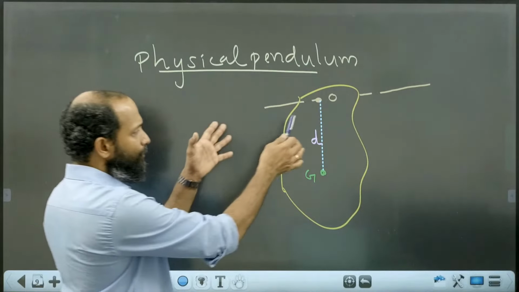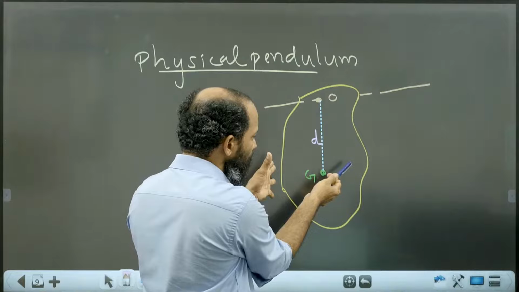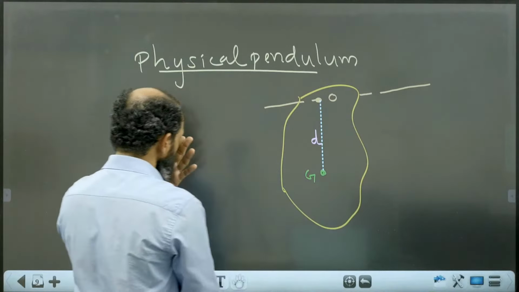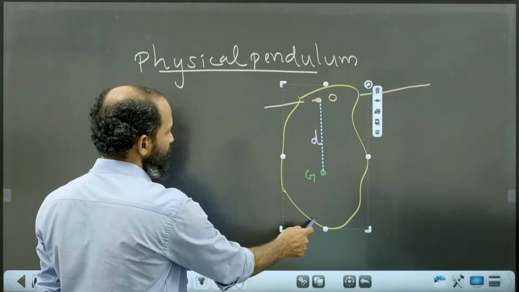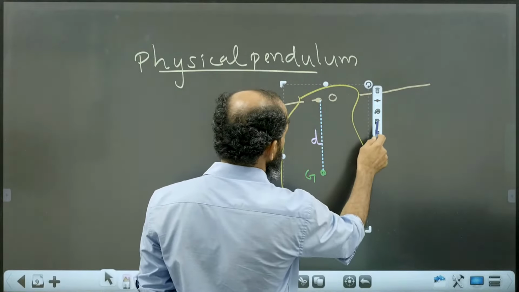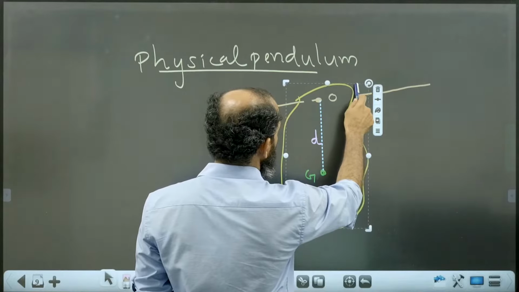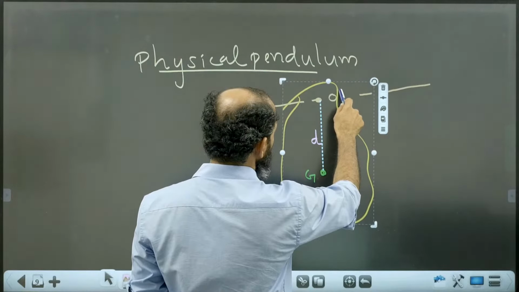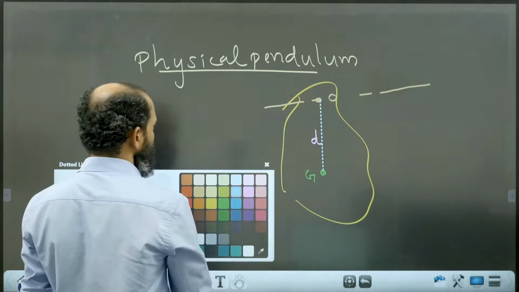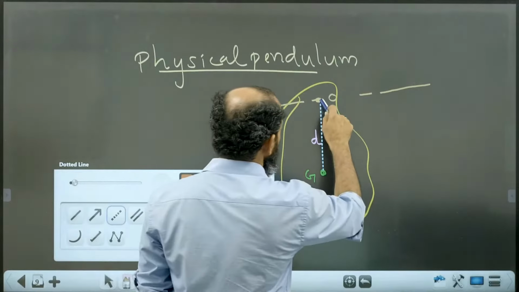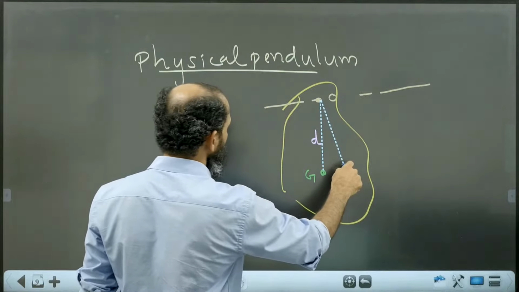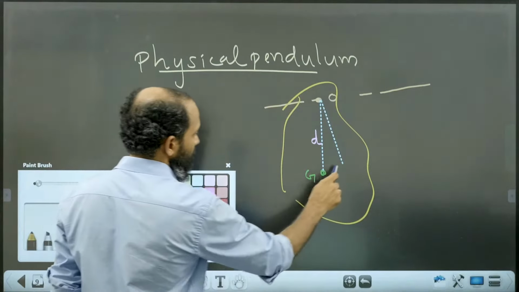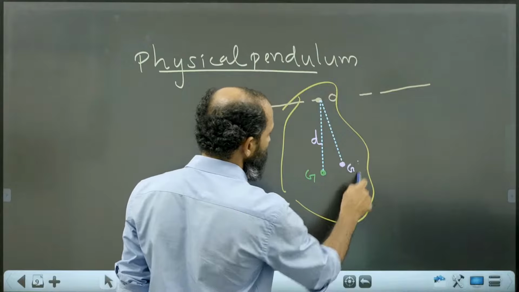Now you rotate this rigid body totally through some angle. Then what happens? This center of gravity also displaces slightly. It finds the new position G dash.